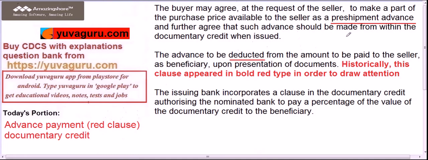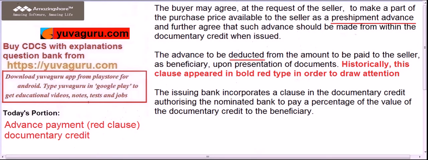Now this amount is paid generally by nominated bank. This clause was earlier, means historically, mentioned in red type, that's why it's called red clause LC. The issuing bank, while issuing the LC, incorporates this clause in the documentary credit, authorizing the nominated bank to pay some percentage of the value of the LC as a pre-shipment advance. Remember, issuing bank incorporates it in the LC that nominated bank should pay.